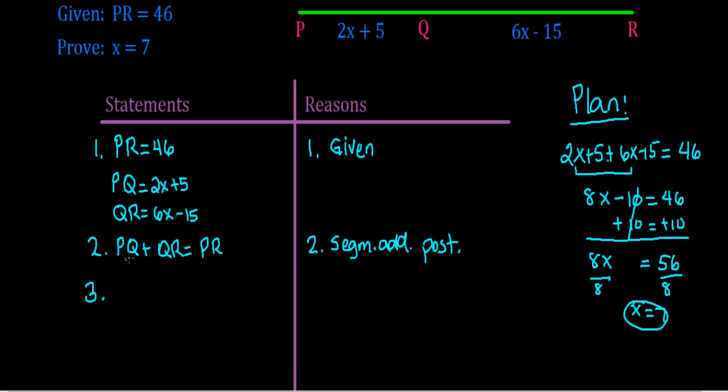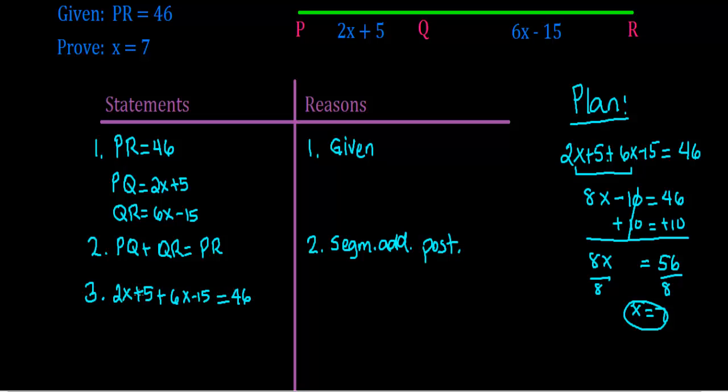Okay? Now, once I've stated the segment addition postulate, I can now use the substitution property of equality. I know what PQ is. Here it is, 2x plus 5. I know what QR is, 6x minus 15. And I know what PR is. So I'm just going to rewrite statement number 2, but with their values written in, substituted into this statement. So PQ is 2x plus 5 plus 6x minus 15 equals 46.